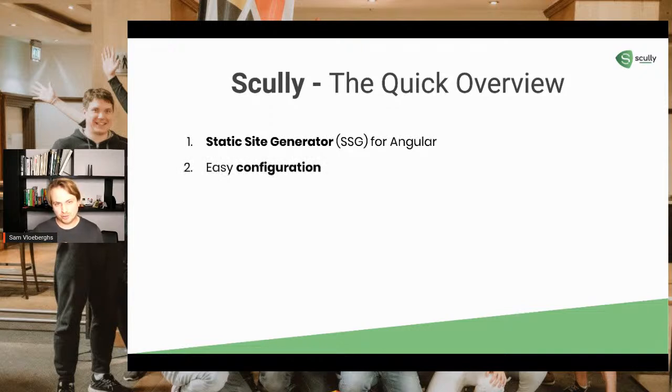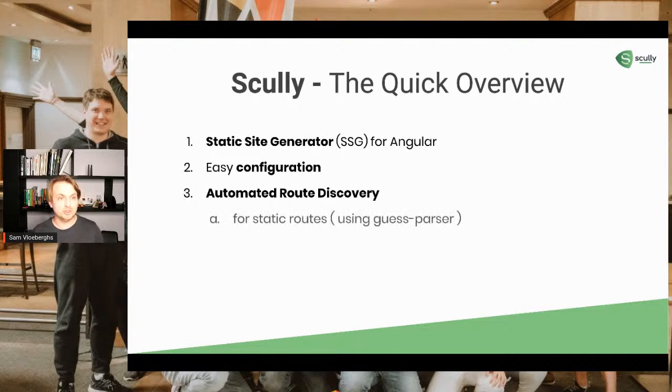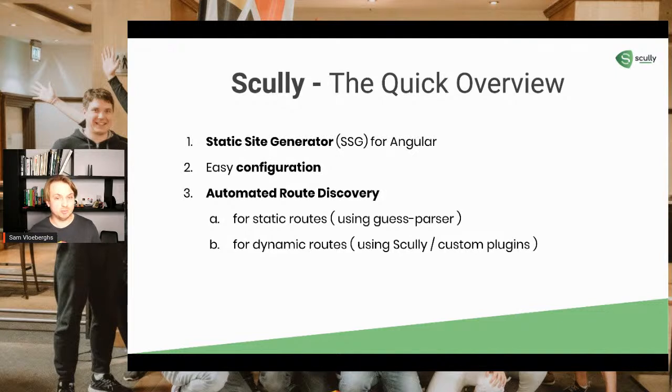Its configuration is very easy, and the documentation is growing, so it's becoming well documented. It allows for automated route discovery of the pages that have to be pre-rendered for your application. That includes all static routes that get discovered by using the guess-parser, and all dynamic routes that get discovered by plugin configuration and custom router plugins. This is all possible because of its plugin system that allows us to hook into the Scully process and do awesome stuff.